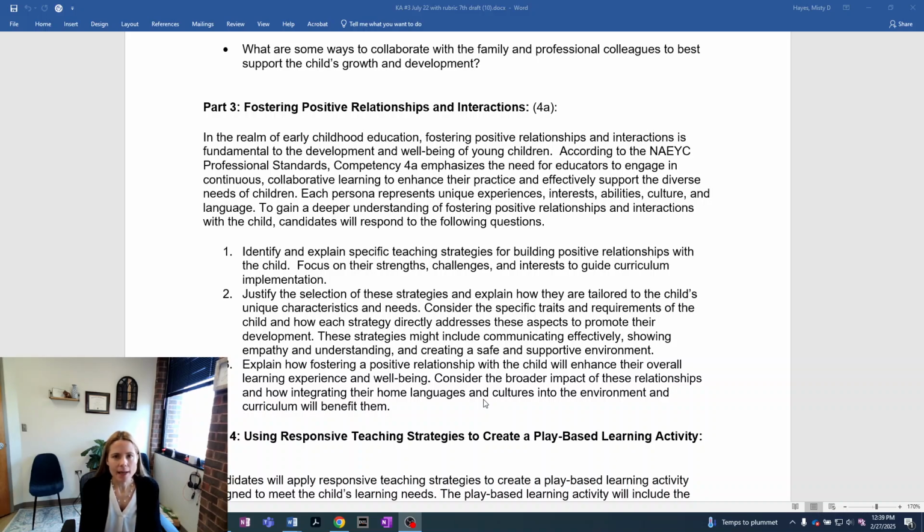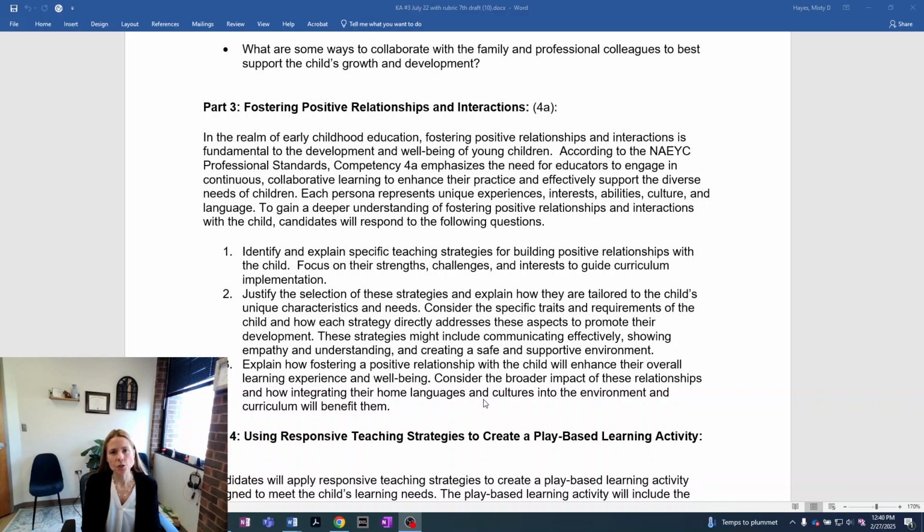Now remember, this assignment is aligned with the NAEYC professional standards and competencies, right? So this section here is encompassing competency 4A in the NAEYC professional standards. This competency is 4A, okay? Competency 4A emphasizes the need for educators to engage in continuous collaborative learning to enhance their practice and effectively support the diverse needs of children.